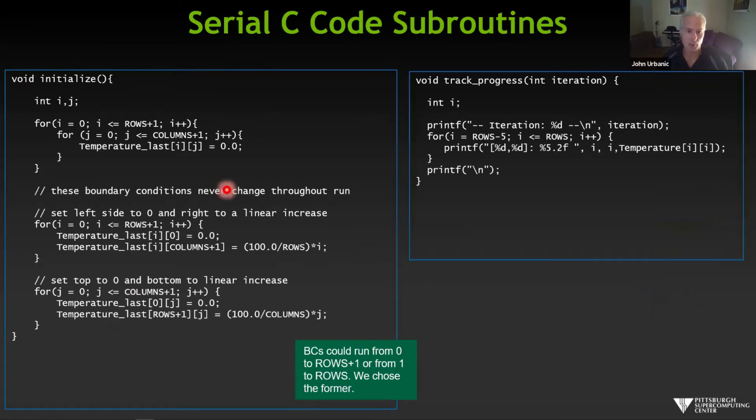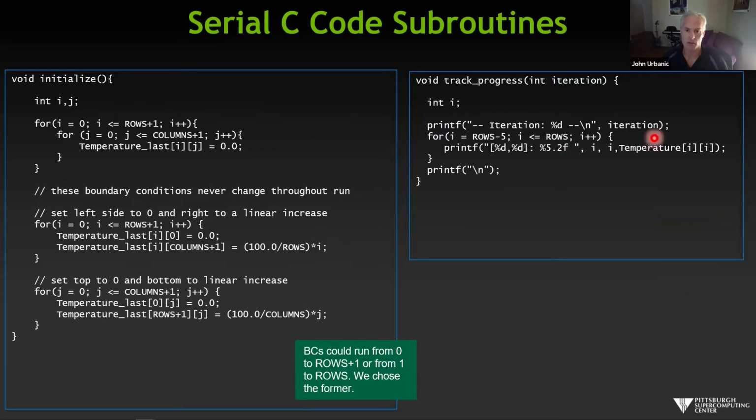There are a couple of helper subroutines here in the code that are useful to us. The initialize routine is where we set things up. We set the plate equal to 0, and then we set the boundary conditions on 2 of the edges equal to 0, and on the other 2 edges to a linearly increasing temperature along the edge.